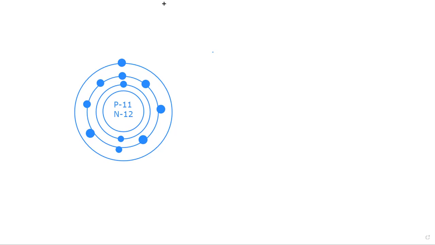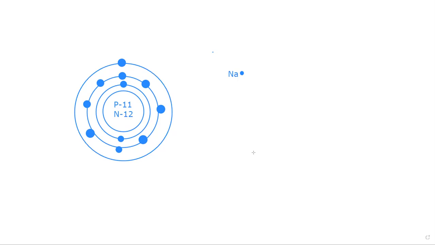Now, the next thing I need to do is the Lewis dot structure. So for this, I just write the chemical symbol, which is Na. And around that symbol, I need to put how many dots? How many valence electrons does sodium have? 1. 1. So I'm just going to put one little dot right there. That's all I need for the Lewis dot structure.